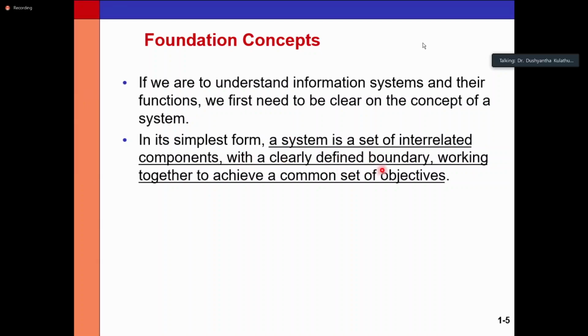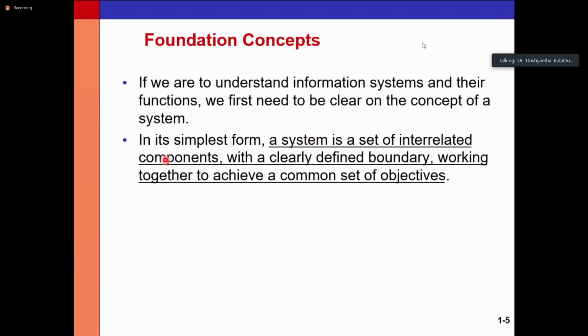So with a clearly defined boundary. Any system should have a particular defined boundary. The particular system will operate within that boundary, so it cannot cross the boundary. And it works to achieve a common set of objectives. So when we form or develop a system, we will have certain objectives to achieve. Those are three important aspects which we can identify in a system.